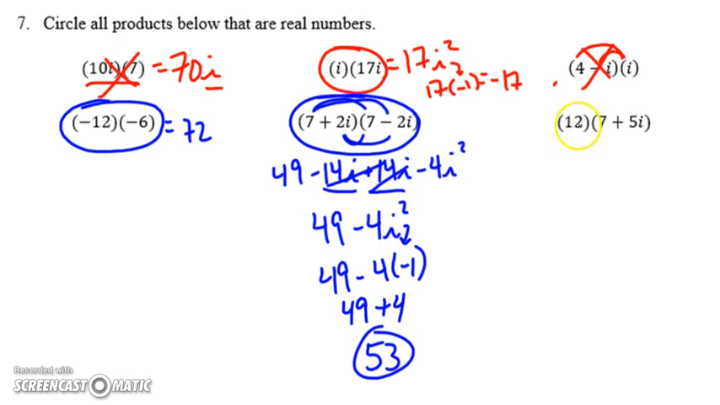Okay, and then again we're going to distribute here, so we have 12 times 7, that gives us 84. And then 12 times 5i gives us 60i. Okay, it's not i squared, so I can't substitute it out, there's nothing to cancel it out with, therefore this is not a real number.